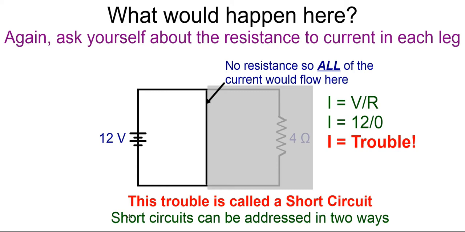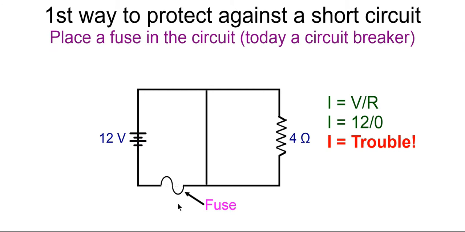Now there are 2 ways to address a short circuit. The first way is to use what's called a fuse. Today we use circuit breakers more, but a fuse is kind of flimsy, probably a piece of metal. If we had this sudden short circuit and a whole lot of current came down through here, this would burn out and save the circuit. Today circuit breakers would pop open and save the circuit. So you could do that by designing your circuit.